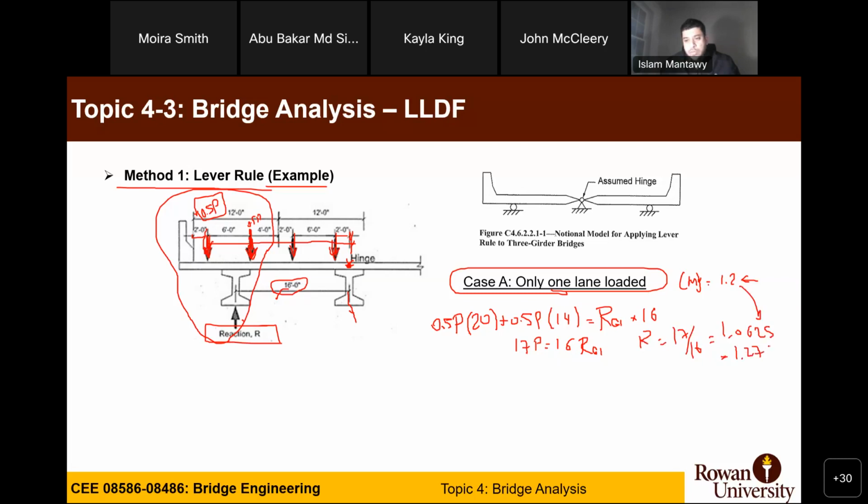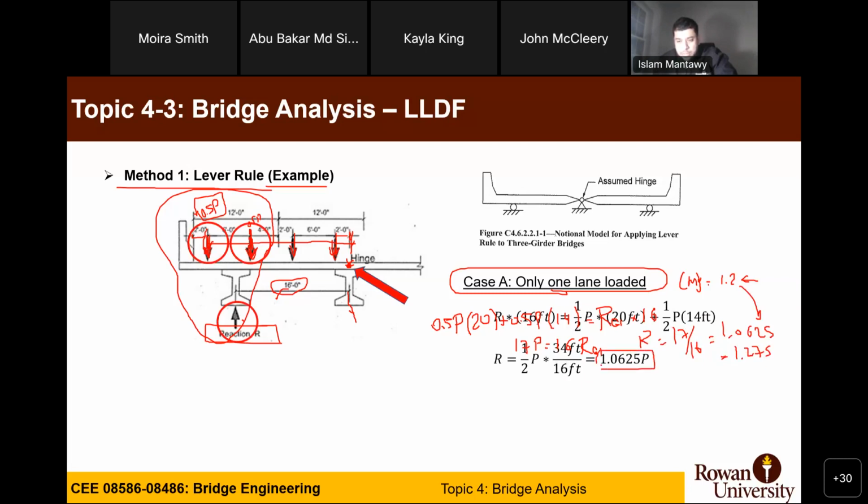I think most of you got it correct. If I move the slides, I think I got it correct. After that, I multiply times the multiple presence factor. I got 1.275 P. Now, maybe I have another student with me.